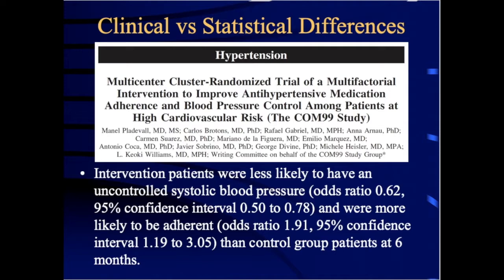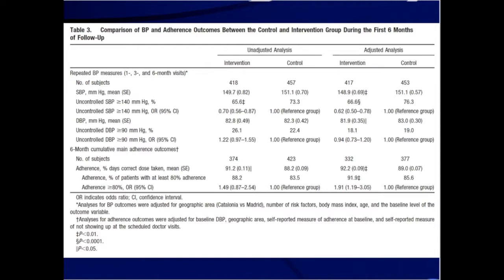But when we further look at the results, we're looking at the group that says systolic blood pressure, millimeters of mercury, mean, and then parentheses SE, standard error. So this is at 6 months, and it says at 6 months, intervention patients had significantly lower systolic blood pressure, 148.9 versus 151.1. P-value equals 0.008.